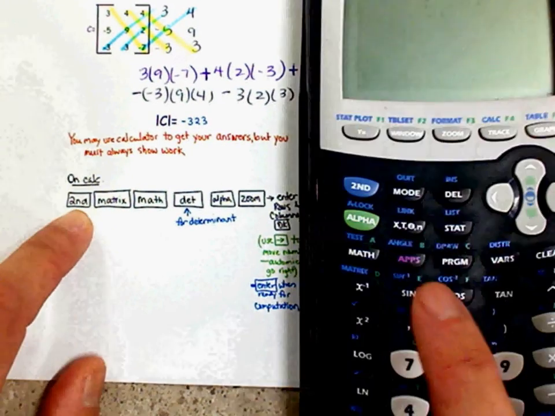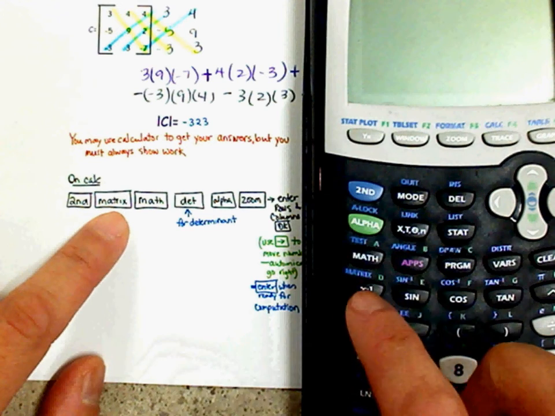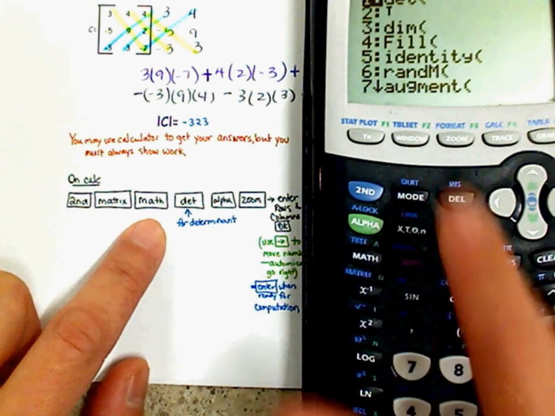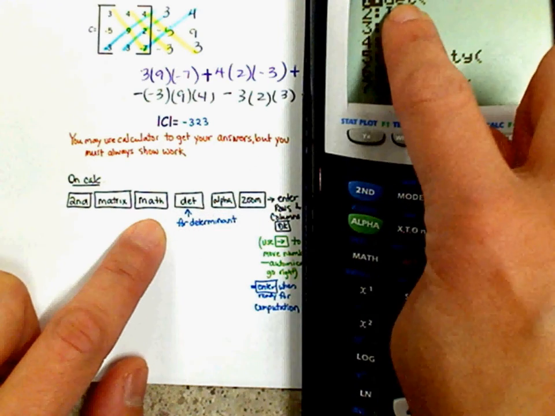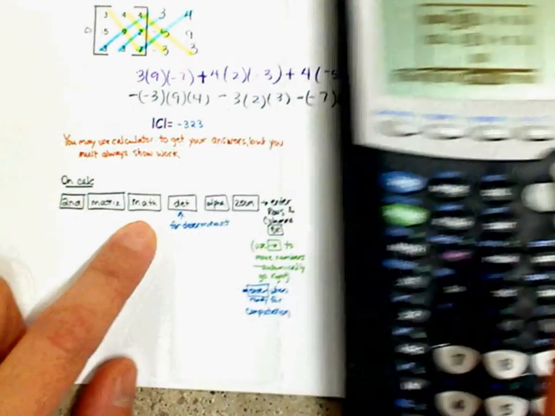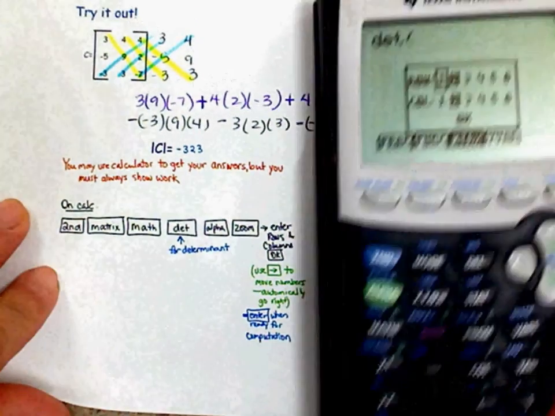So how is this matrix right there? So second matrix, okay? You're gonna go right click to math. You see where it says DET? You push enter. That tells you it's your determinant, alpha zoom, and then you're going to enter your rows and your column. All right. So, for example, let's take a look at this one, see if we get the same answer.